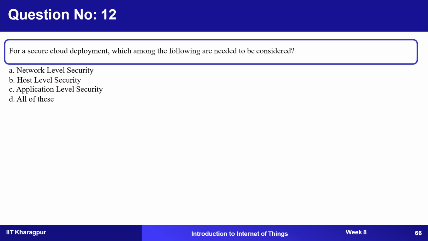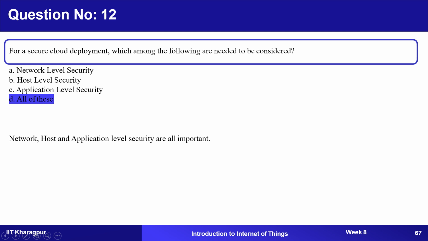For a secure cloud deployment, which among the following need to be considered? Options are network level security, host level security, application level security. The correct option is all of these, because for a secure cloud deployment we need all three: network level security, host level security and application level security.